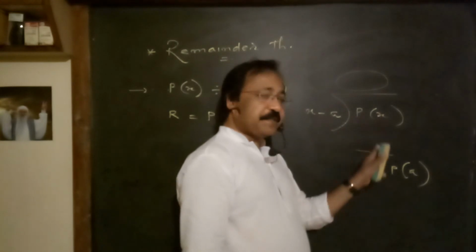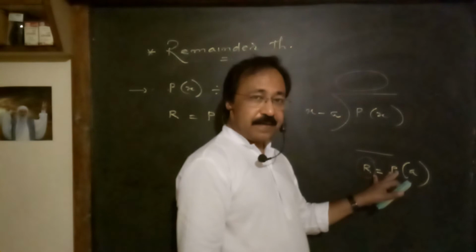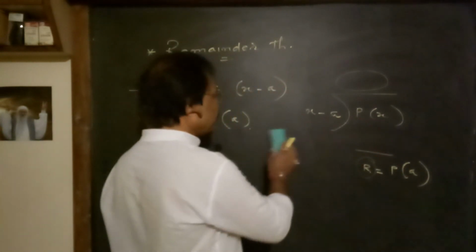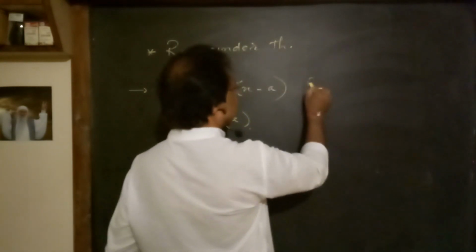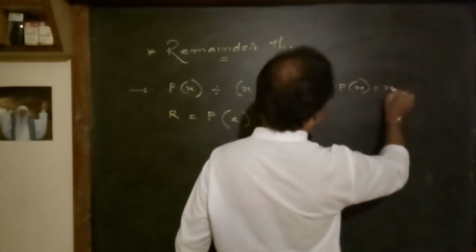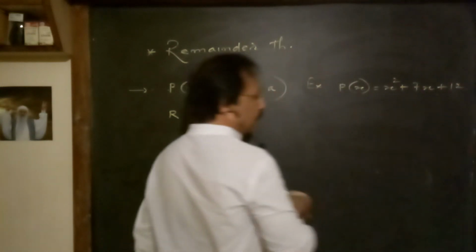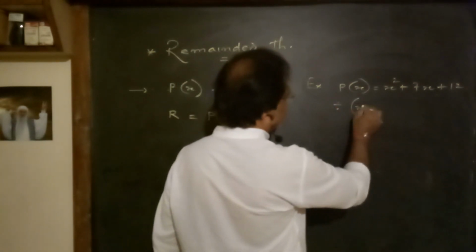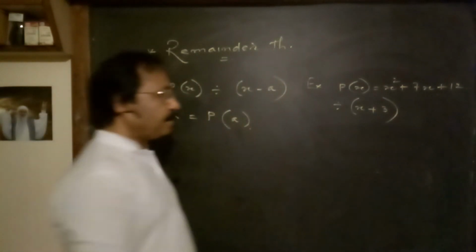If I go for the long division method, then I will get the remainder. But if I don't want to go for such a lengthy process, then I can use the remainder theorem. If p of x is equal to x square plus 7x plus 12, this is a given polynomial, and if it is divided by x plus 3, then find out the remainder.